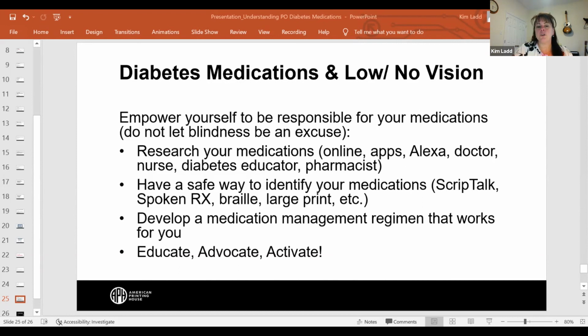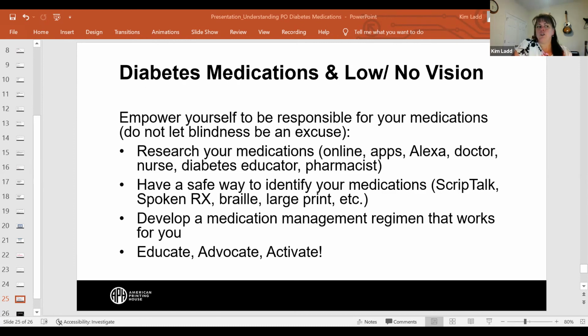You just call your CVS pharmacy and tell them you want Spoken RX, and they will put a special label on your medications. You download an app and you scan it, and it will read aloud your medication bottles to you. A lot of pharmacies also will provide Braille labels or large print labels. Just ask your pharmacy. A lot of times they have resources that you don't know about because they don't really broadcast it. I also urge you to develop a medication management regimen that works for you.